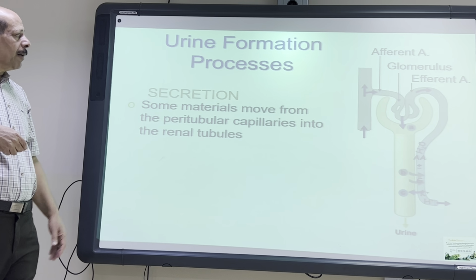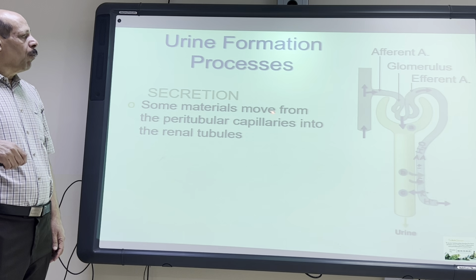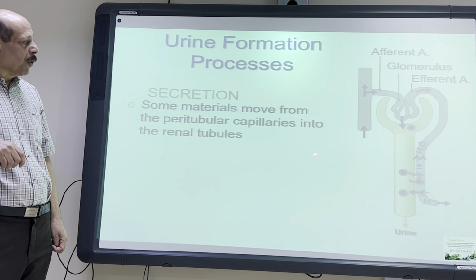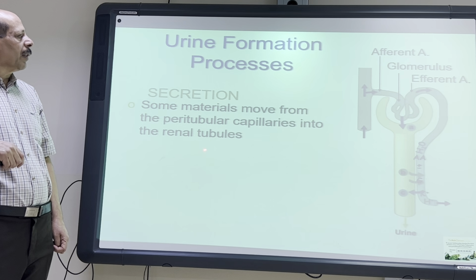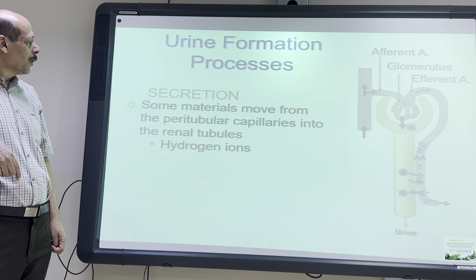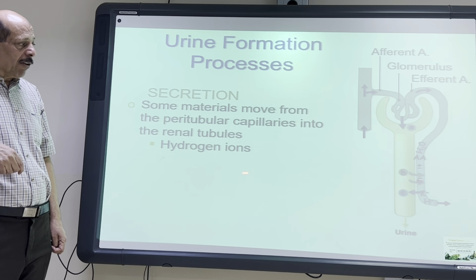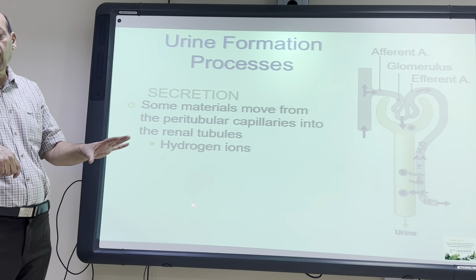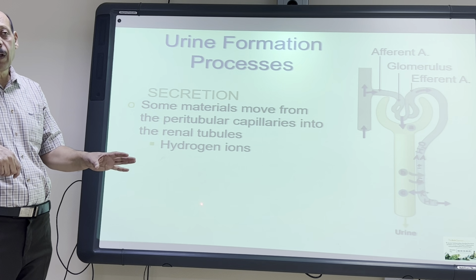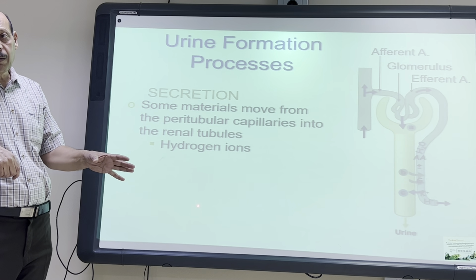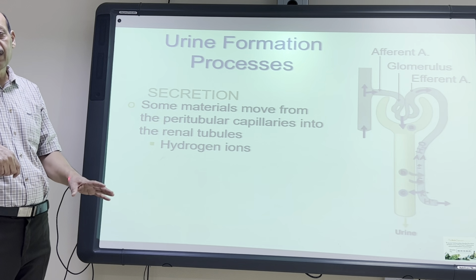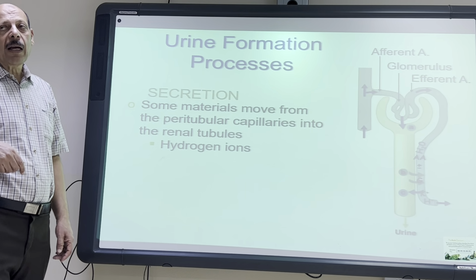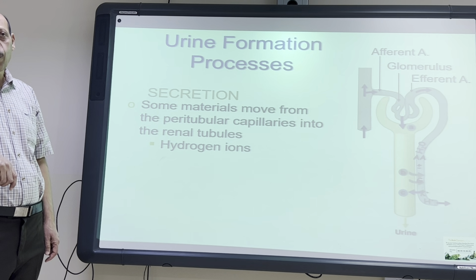Then secretion: some material moves from the peritubular capillaries into the renal tubules. It will be going to the renal tubules, like hydrogen ions. It will go out in order to maintain the acidity, the acid-base balance within our body.